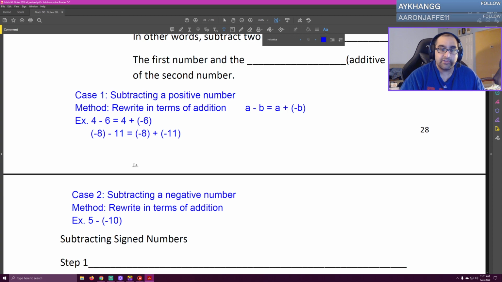So if we have 5 minus -10, then we're just going to rewrite it in terms of addition as 5 plus +10. A lot of people like to do this fairly often, meaning a negative of a negative is a positive. That's something we're going to be discussing when multiplying and dividing as well: a negative times a negative is a positive. But basically, people like to put a plus sign here and a plus sign here to represent that sign change when we subtract by a negative number.